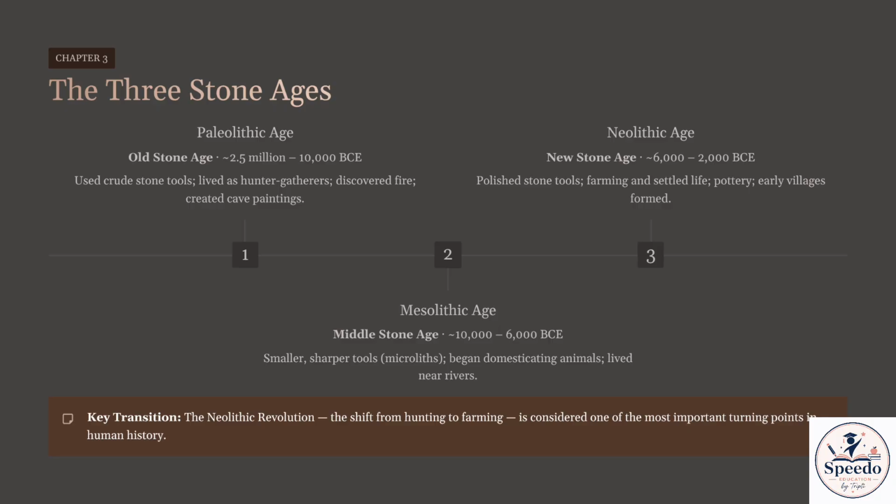One of the greatest discoveries during this age was fire. Fire helped early humans cook food, stay warm during cold weather, protect themselves from dangerous animals, and provide light at night. They also made simple tools from stones, bones, and wood. These tools were used for hunting, cutting, and everyday survival. Although life was difficult, this period marked the beginning of human development.